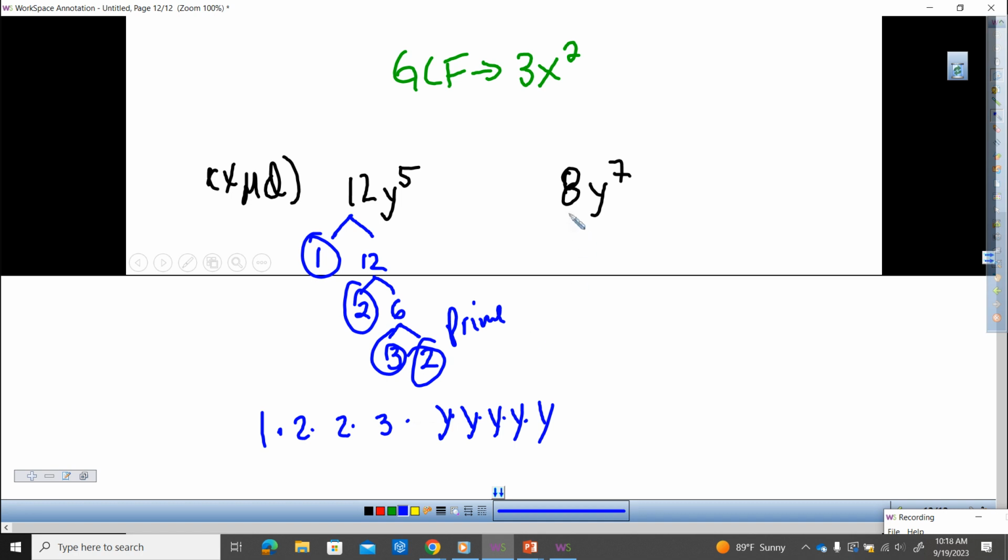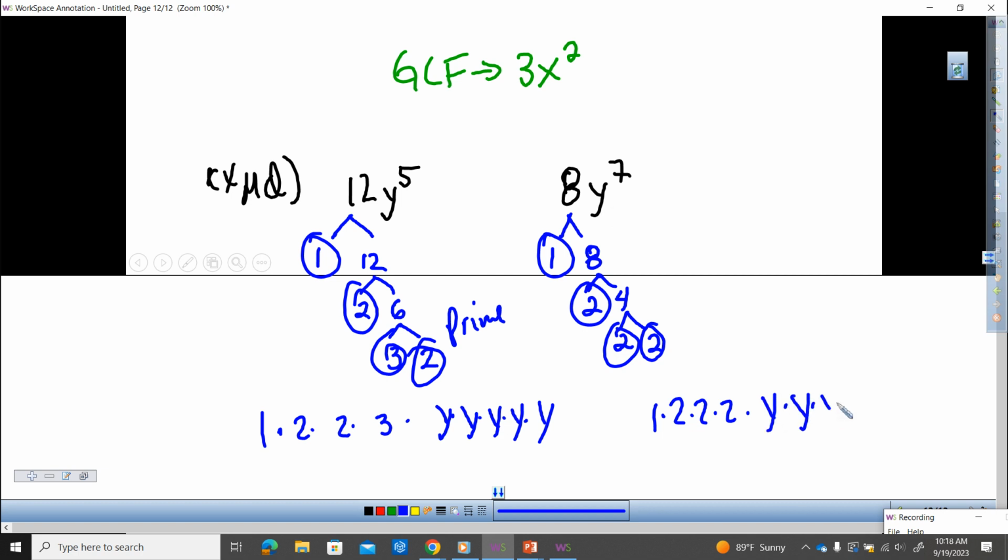Do the same for 8. Can 8 be divided by 1? Yes. By 2. 8 divided by 2 is what? 4. And 4 could be divided by 2, and we're left with 2. So these are my what? My prime. So it's 1 times 2 times 2 times 2 times y, y, y, y, y, y, and y.